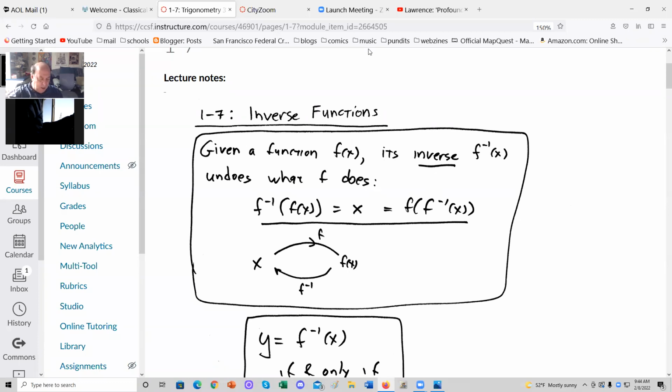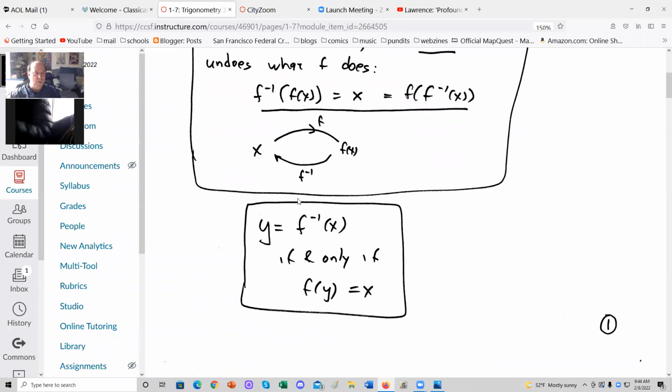So, for example, f inverse of f of x is x, and f of f inverse of x is x. So wherever x goes, f sends it to someplace, and f inverse will send it right back. Another way of phrasing that is that y equals f inverse of x if and only if f of y equals x. These are two equivalent ways of saying that.